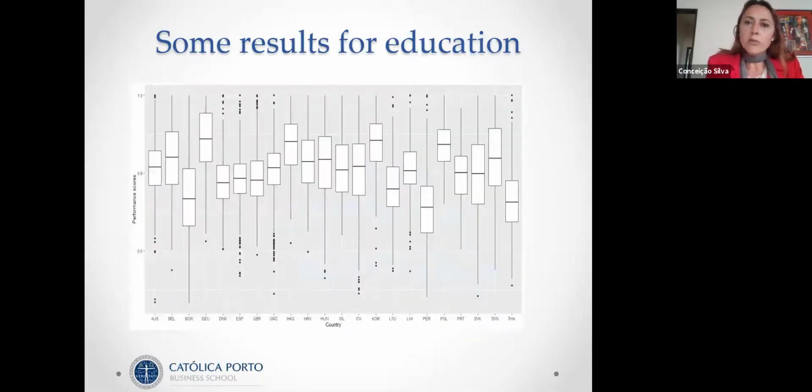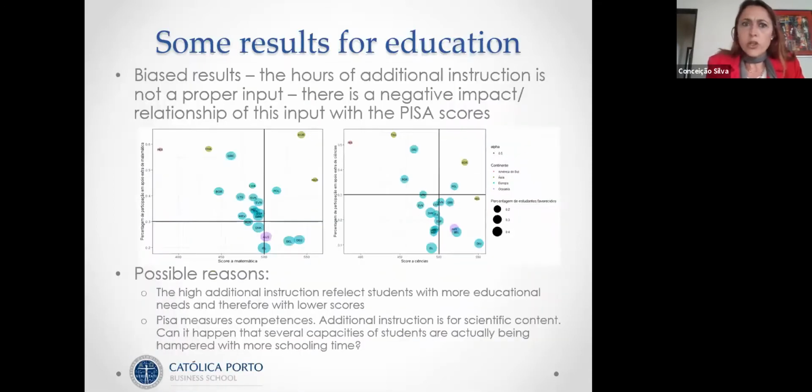We analyzed a lot of schools. I don't have time to show you this. The interesting thing here is that we observed a negative relationship. This is not with our composite index. It is a negative relationship that we observe between the additional instruction and the scores in PISA. And this negative relationship is very, very clear, both for mathematics and for science, for example, and we have the various countries here.